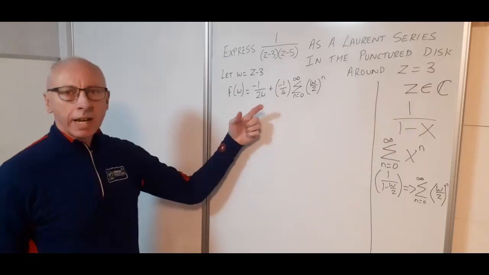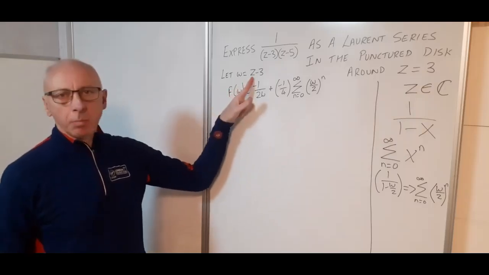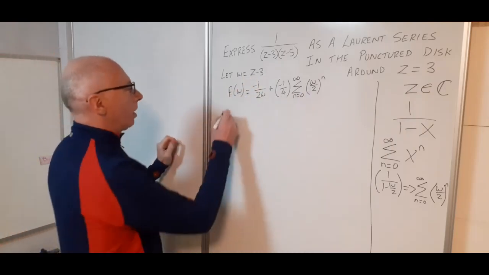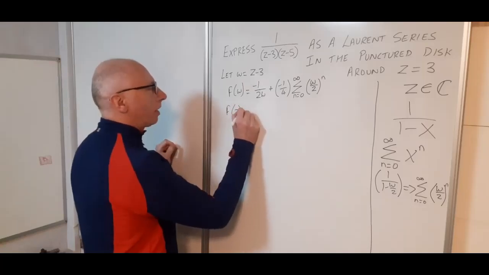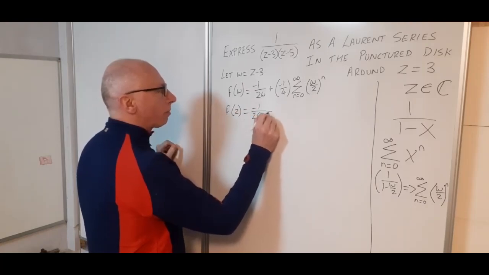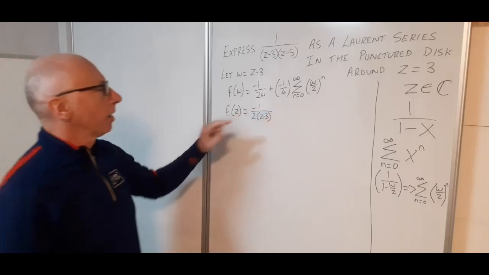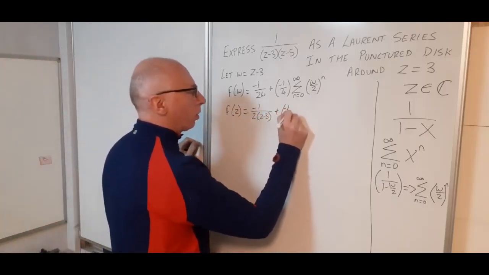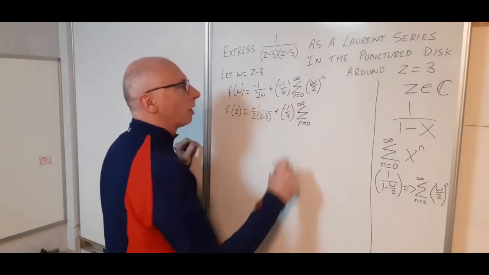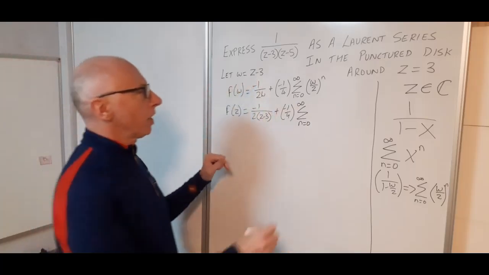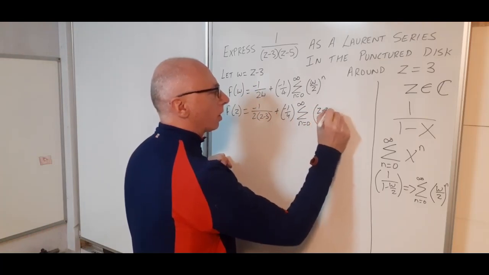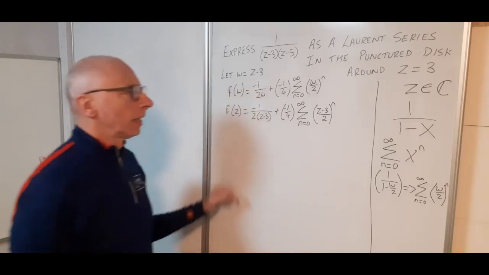So what we've got to do now is go back to our variable of z. So w is z minus 3, so let's plug those in. So now f of z equals minus 1 over 2 z minus 3, and then add minus 1/4 times the summation of w, again z minus 3 over 2. So I've got z minus 3 over 2, and that's the power of n.